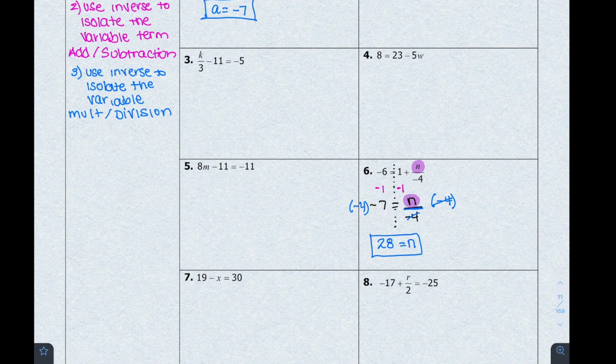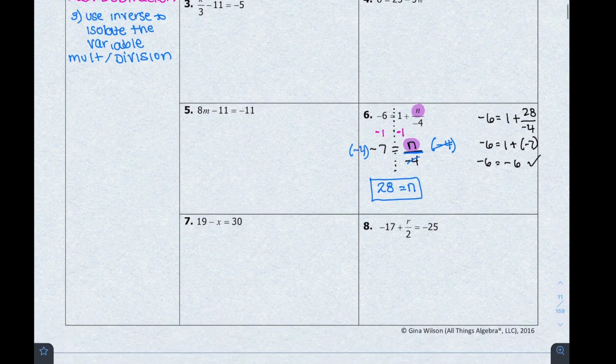How can I check to make sure I'm correct? Well, here's one way. I can replace in the original equation my variable with what I solved for. I can then bring things down. I know 28 divided by -4 is a -7. -6 does equal -6. It works. Okay?